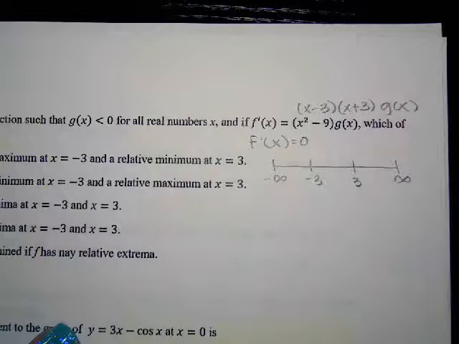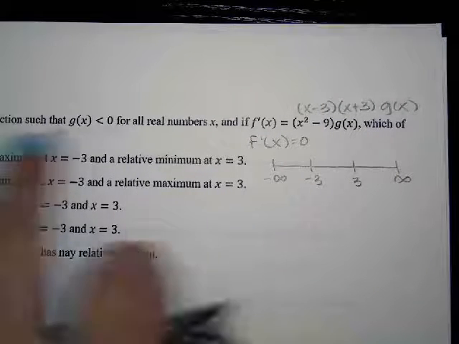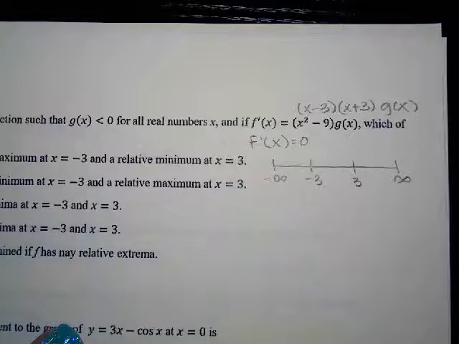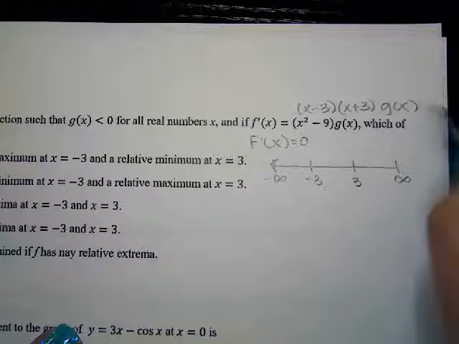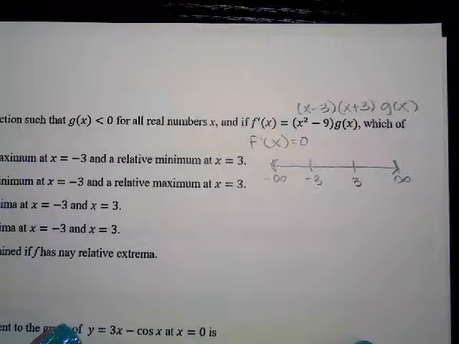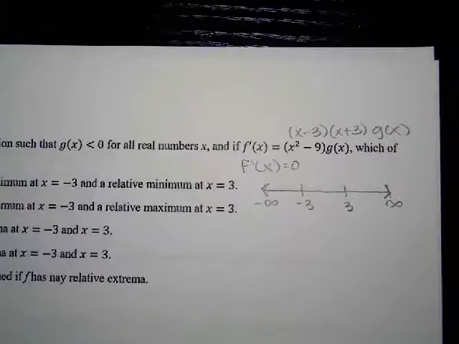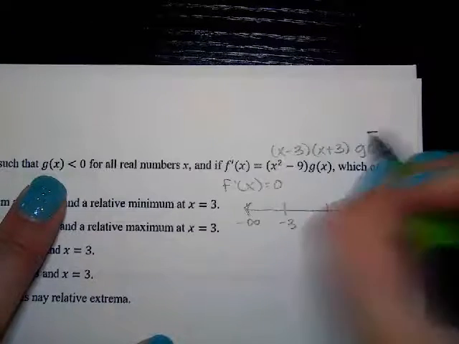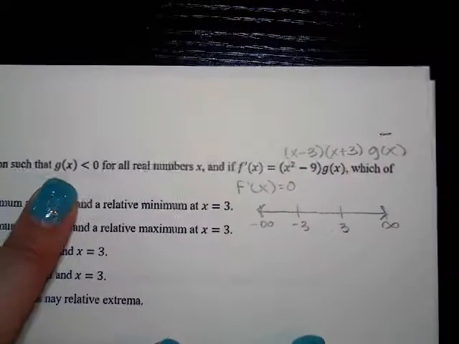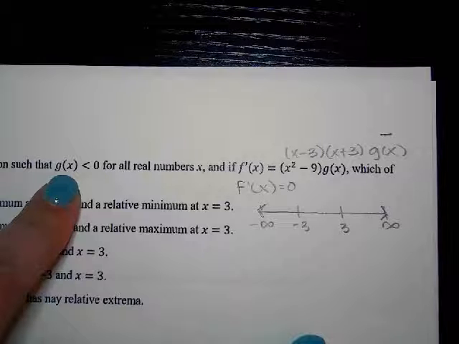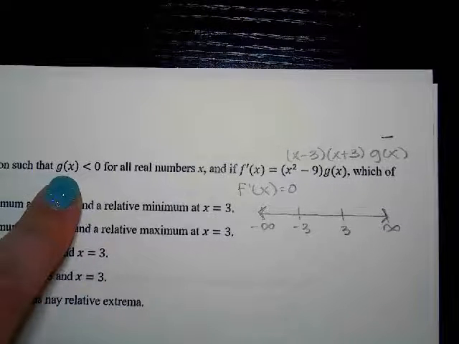Oh, but it does say for all real numbers, so I do know that it goes forever. I guess I can make these zeros instead of endpoints. Okay, so I'm just going to put a little negative up here because I know that's always going to contribute a negative, because it said g of x is less than 0. Are we comfortable with that? Okay, so let's start plugging numbers into our sign chart to figure out what our signs are.